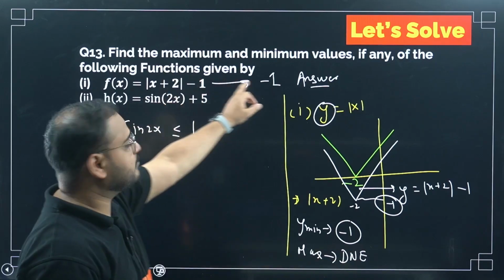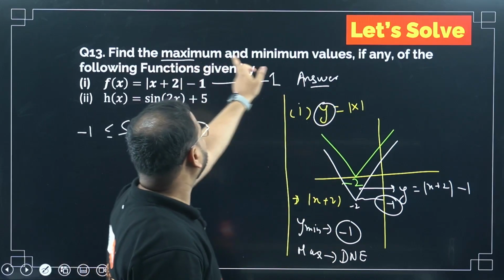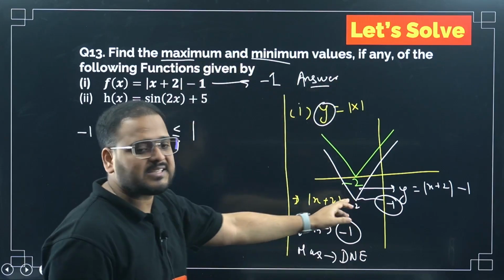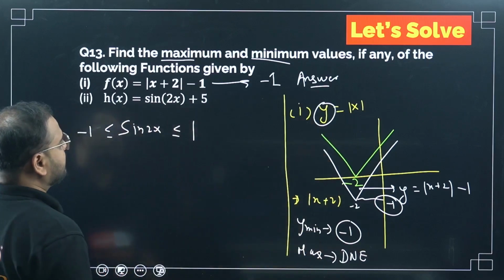They are asking both maximum and minimum value. Okay. I thought only minimum they are asking, but they are asking both maximum and minimum value. So maximum does not exist in this case because it will go to infinity on both the sides. Minimum is minus 1. Okay. Minus 1. What about this one?